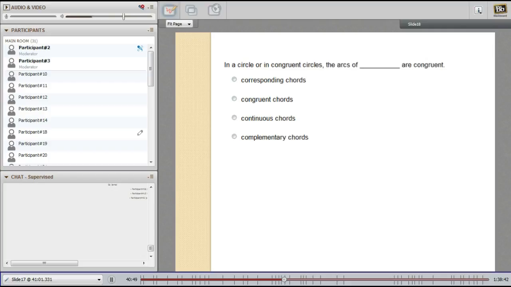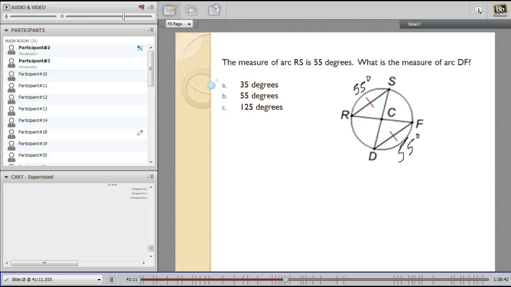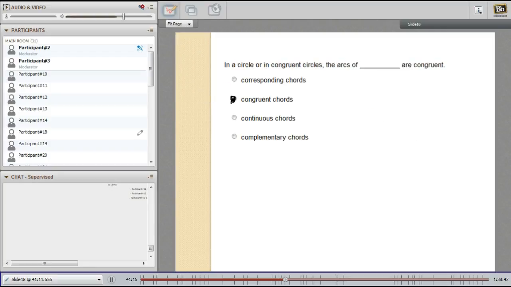Okay, so in this one, congruent chords. I'm seeing a lot of B's, but I'm seeing a mix. Some of you guys chose A. It's congruent chords. So if the chords are congruent, like in this picture here, chord RS and chord DF are congruent, that means that the arcs that are formed are also congruent, arc RS and arc DF. So for this one, if there are congruent chords, then the arcs are congruent as well.